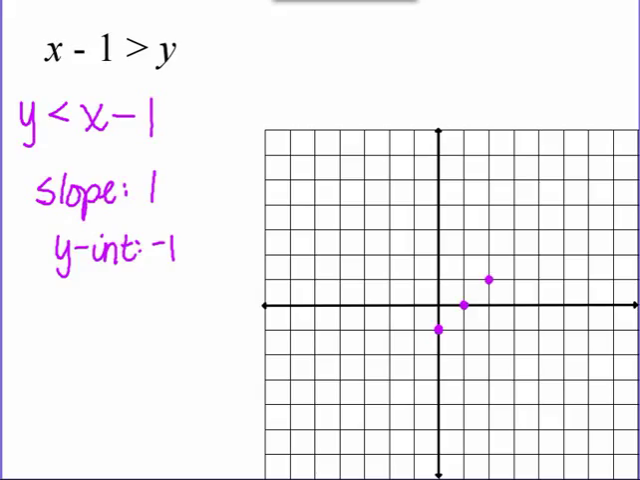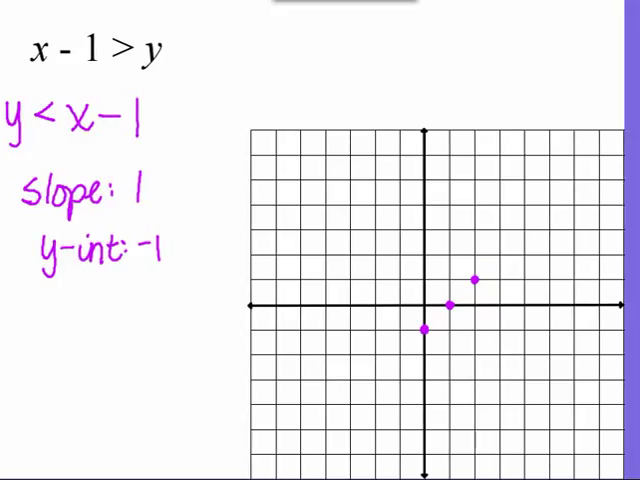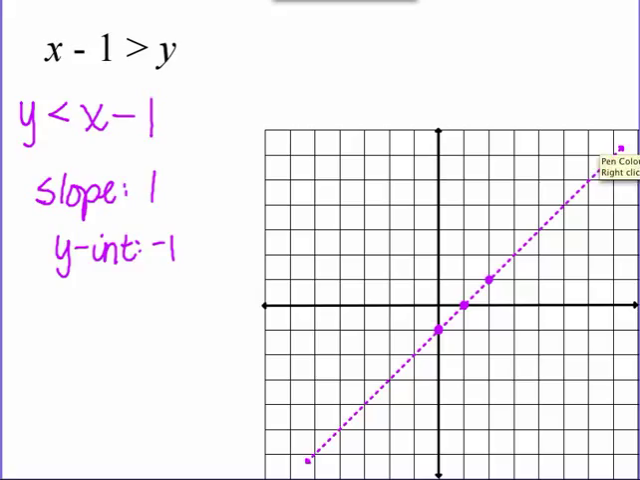What type of line do you use? Dashed. Dashed, dotted, same thing. Okay, I have two areas. I have the area above and the area below. What point do you want to use? 0, 0. 0, 0 again will work fine.